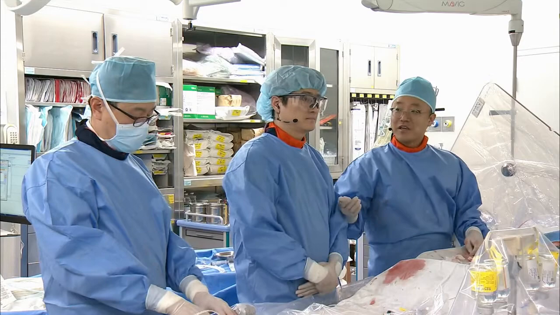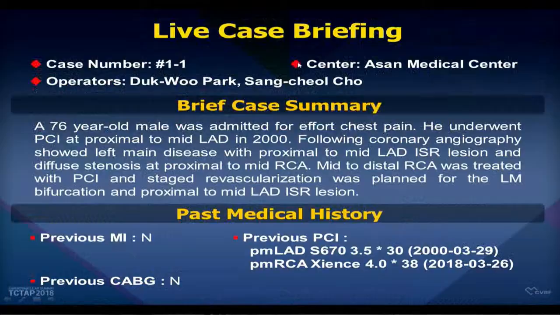Okay, Dr. Zhou, can you explain the patient history? Okay, this patient is a 70-year-old gentleman. He was admitted for effort-related chest pain. Actually, 18 years ago, he underwent PCI at proximal to mid LAD. One month ago, we did a coronary angiography, which showed left main disease with proximal to mid LAD ISR lesion and diffuse stenosis at proximal to mid RCA. At that time, we did a PCI to the RCA lesion with a Giants DS, and we planned staged revascularization of the left main to mid LAD.